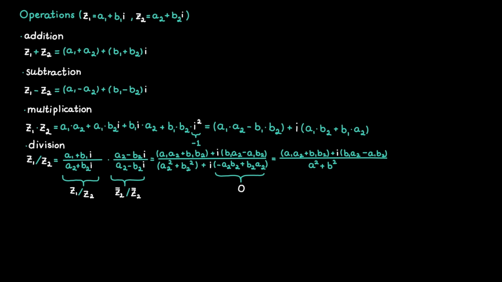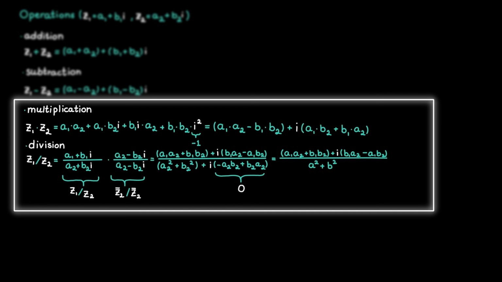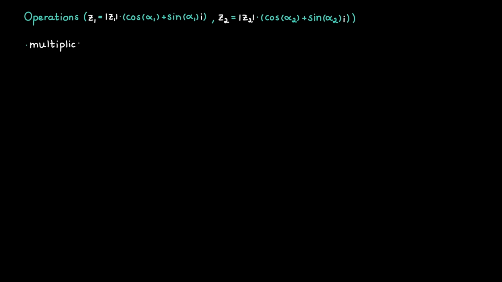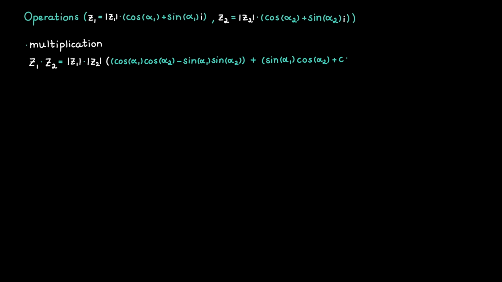But hey, I told you that these last two operations, multiplication and division, were easier to do if you had the complex number in polar form, right? So let me show you why this is the case. Let's take these two complex numbers, for example, written in polar form. And if we now do multiplication as before, and we multiply each term with each other, and then we gather up all the real parts to the left here and the imaginary parts to the right, we get the following expression.